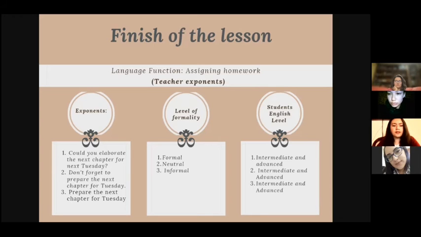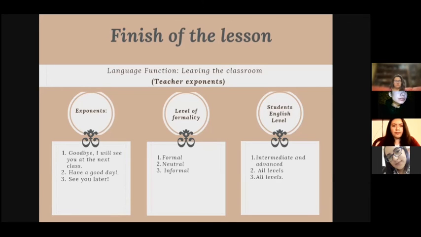The second one says, don't forget to prepare the next chapter for Tuesday. The level of formality is neutral and the student's English level is for intermediate and advanced English level. The third one is prepare the next chapter for Tuesday. It has an informal level of formality and the student's English level is for intermediate and advanced.